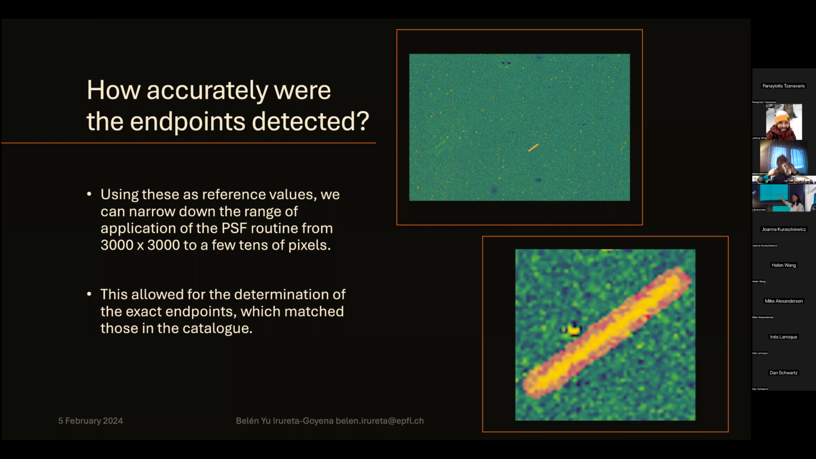Normally, to perform PSF fitting on the original image, you'd be doing it on images of 3000 by 3000 pixels. By using this coarse endpoint information that we've retrieved from the model, we can perform PSF fitting on very small cutouts. When we used this coarse information and did PSF fitting, this led to the exact endpoints that had already been reported to the archive.